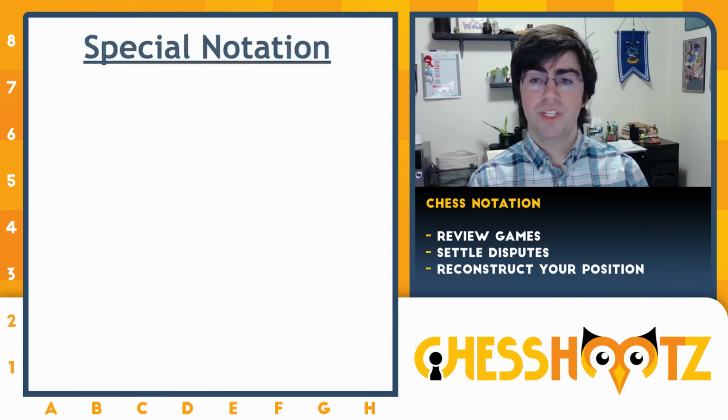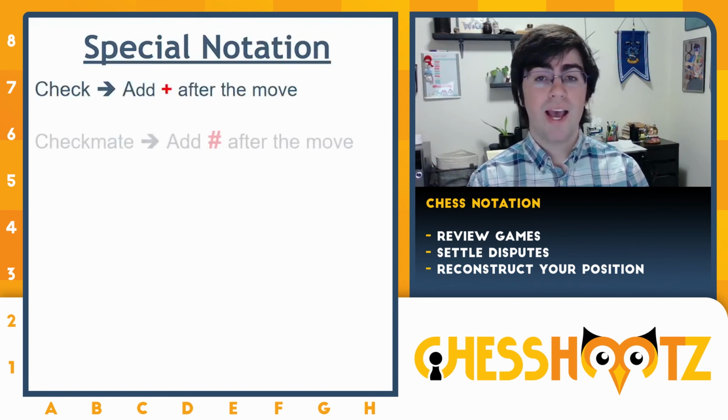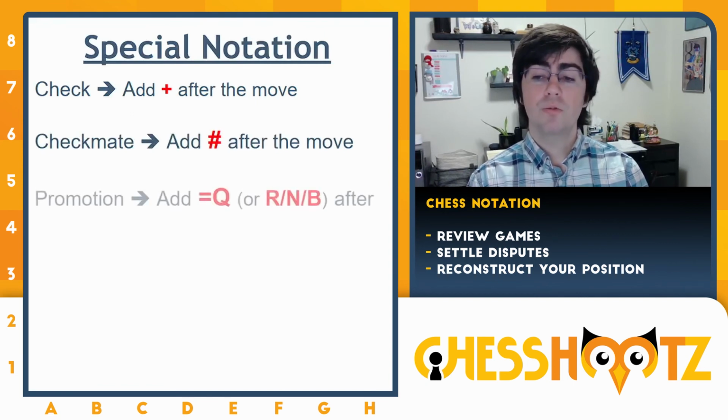Finally, some special notation. If the move is a check, add a plus sign at the end of the move. If it's checkmate, you add a hashtag. For pawn promotion, notate the pawn move, then add equals Q, or R, N, or B if you underpromote.